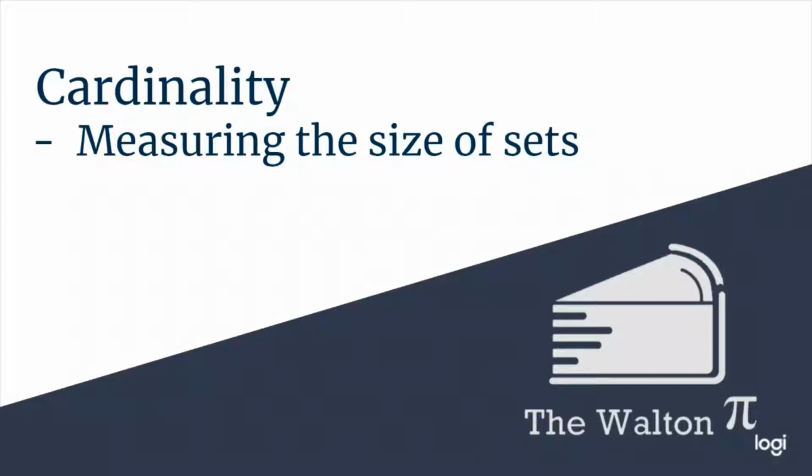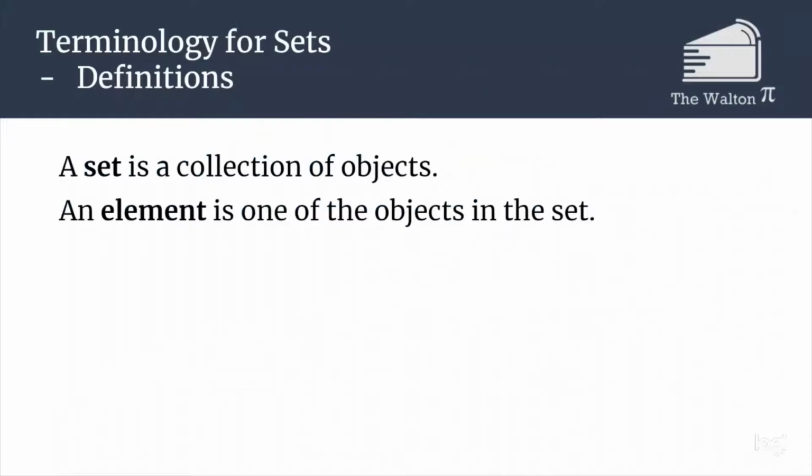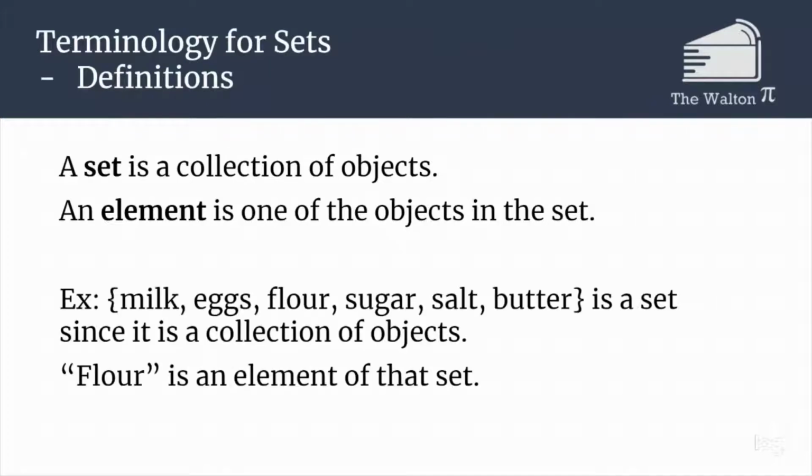Today we are going to be talking about cardinality of sets. So to start off, let's define a few things involving sets. A set is just a collection of objects, and an element is one of those objects in the set.